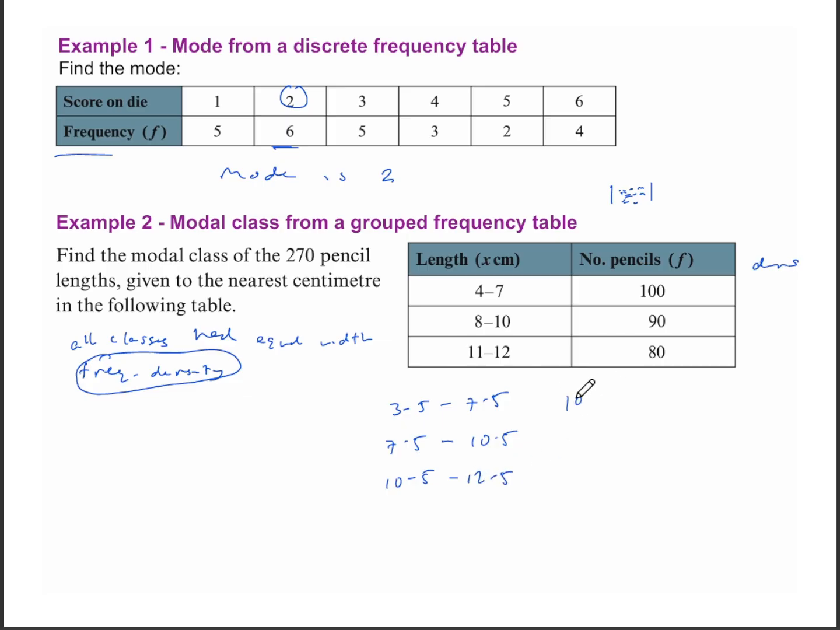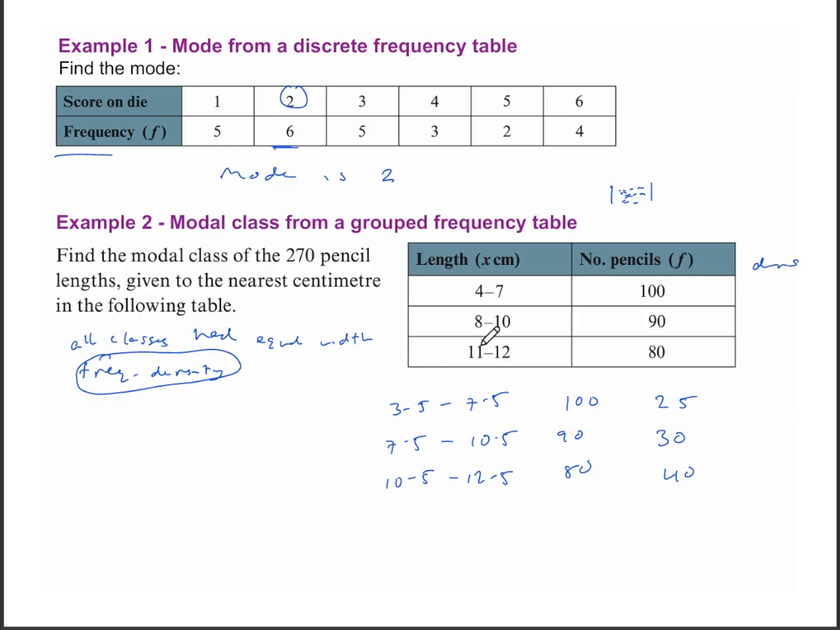Here remember, the frequency is 100, frequency is 90, frequency is 80. When you're looking at the density now, we will take 100 divided by the class width, which here is 4. Therefore, the frequency density will be 25. Same thing here, frequency is 90, width is 3. Therefore, the frequency density will be 30. And here, frequency is 80, width is 2. Therefore, the frequency density will be 40.